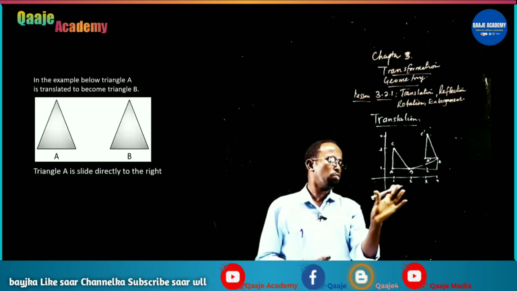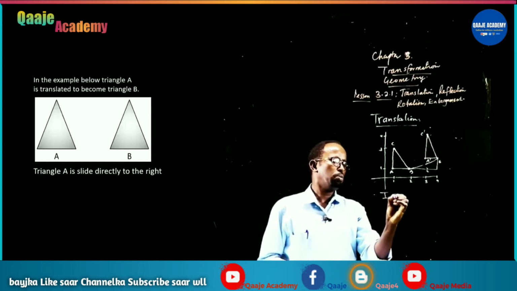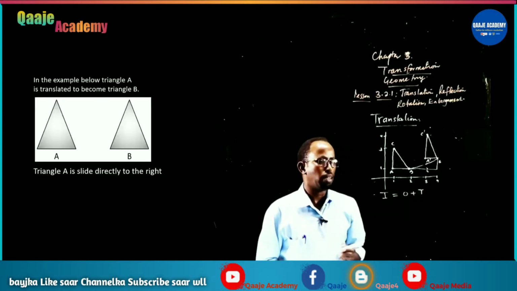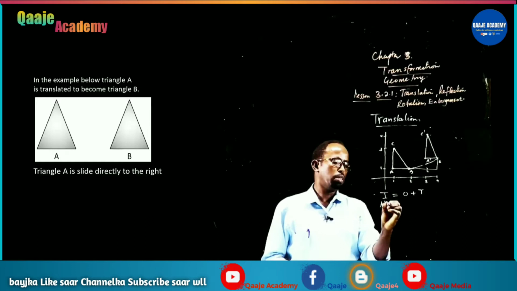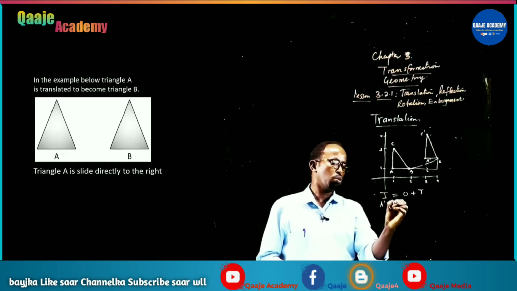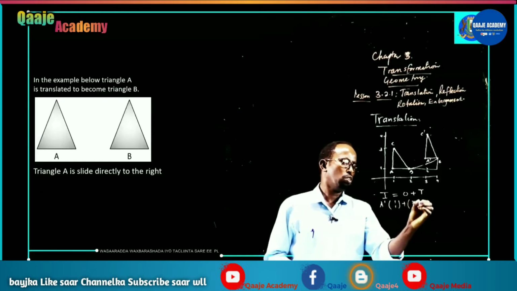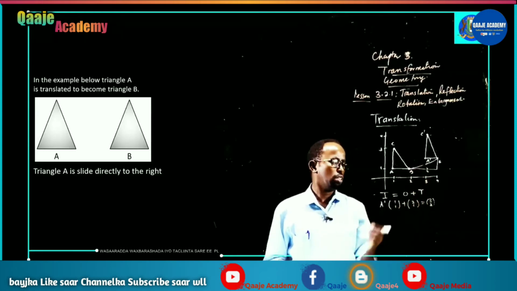A very simple way of doing this is you just say image is equal to object plus translation. You add now: A prime will be equal to the object, which is (1, 1), plus the translation, which is (2, 1). Therefore, you get (3, 2). You can see now we have (3, 2) there, which is A prime.